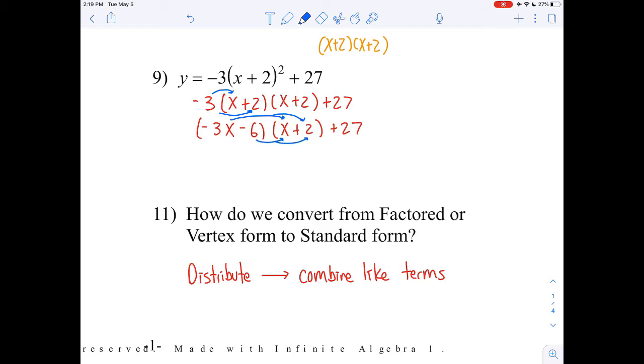And then from there, I can use my arrows to distribute against all 4 of these terms. And when I do that, I get -3x minus 6x minus 6x minus 12 plus 27. And then from there, it's just combining like terms.